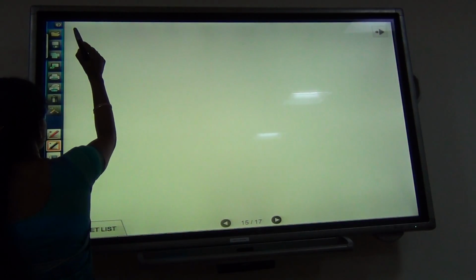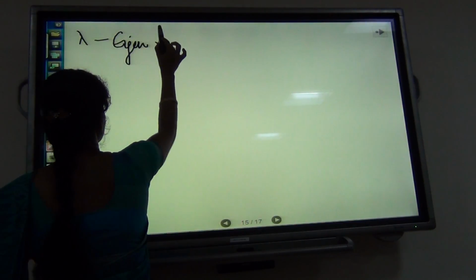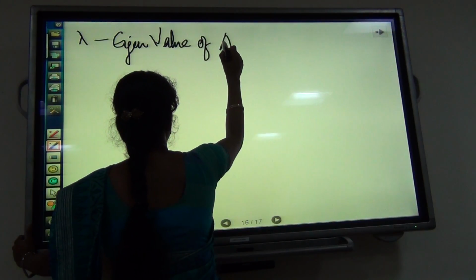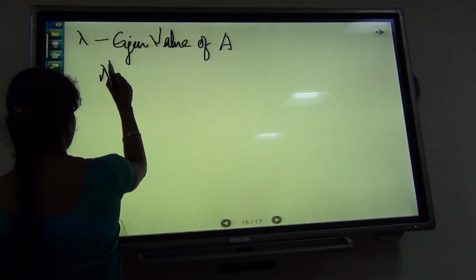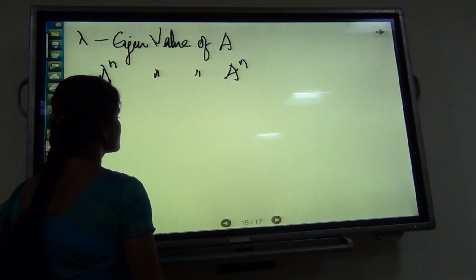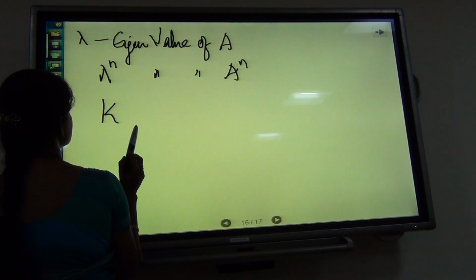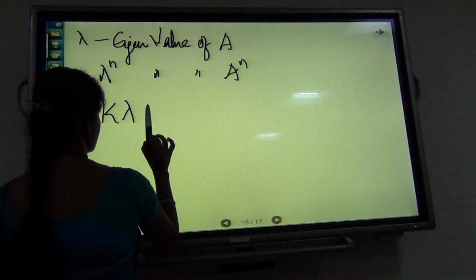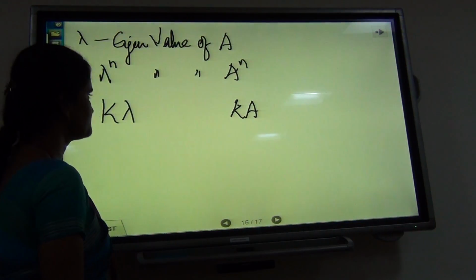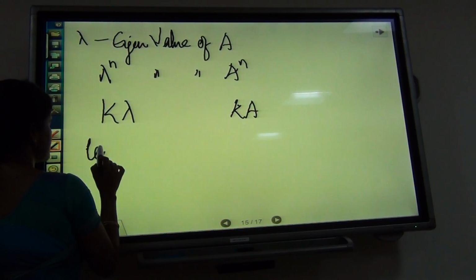Here, if lambda is the eigenvalue of A, then lambda power n will be the eigenvalue of A power n. Then if lambda is an eigenvalue of A, then K lambda will be the eigenvalue of K A. So like this we can add on.